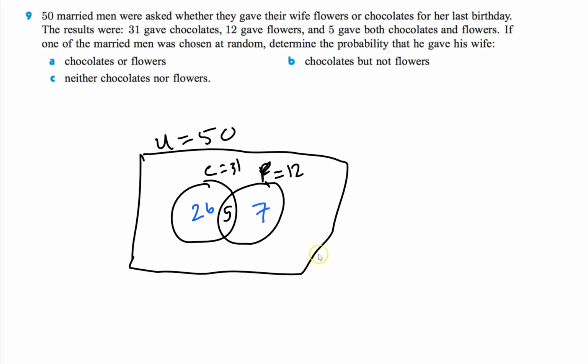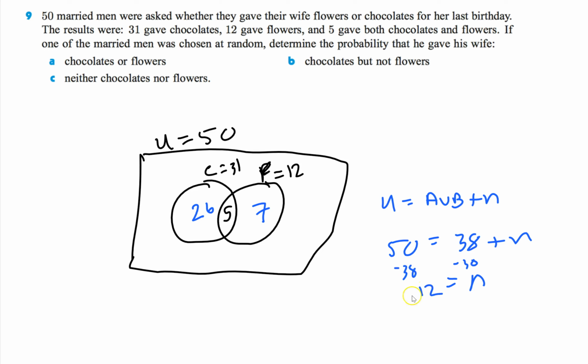And if you're trying to find the outside, well, the thing I talked about earlier: universe equals the union plus the neither. Universe is 50. The union I can figure out really quickly. You just add all this up. 26 plus 5 plus 7 is 38, plus n. So for the neither, just subtract 38 from both sides, and it's 12. 12 people did not give their wives chocolates or flowers, so they're probably divorced now, but whatever.